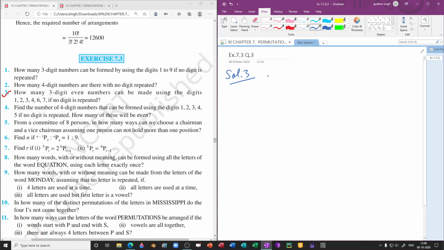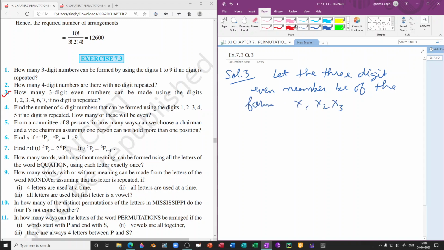So question number 3, let the 3-digit even number be of the form x1, x2, x3. Now since it is an even number, that means x3 should be filled up with 0, 2, 4, 6, 8. And here the digits available to us are 1, 2, 3, 4, 6, 7. So out of that, if you put 2, 4 or 6 in place of x3, it will become an even number. So that is what we'll write here.